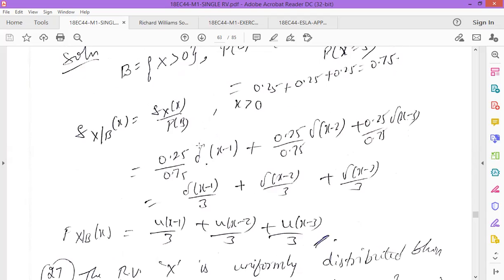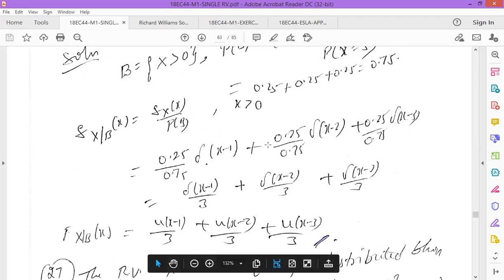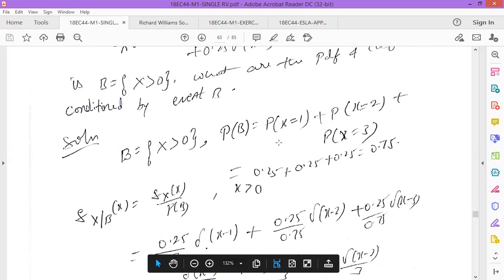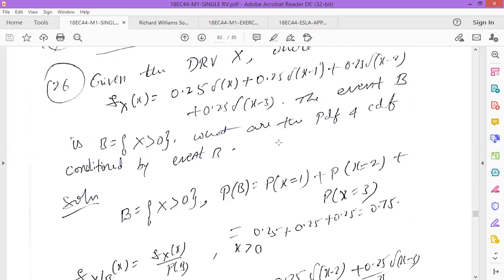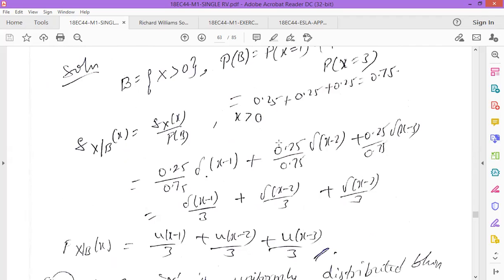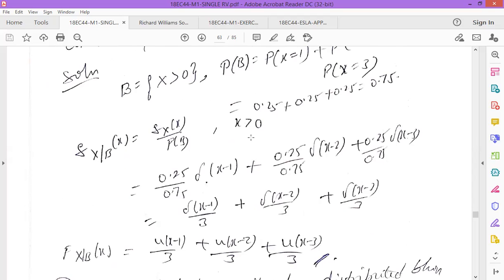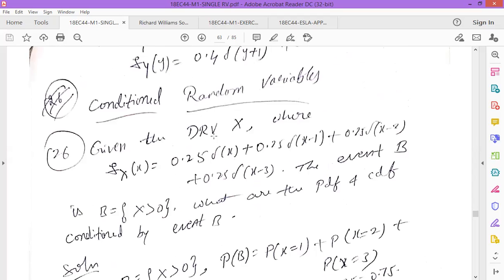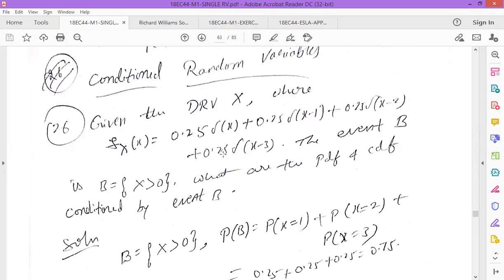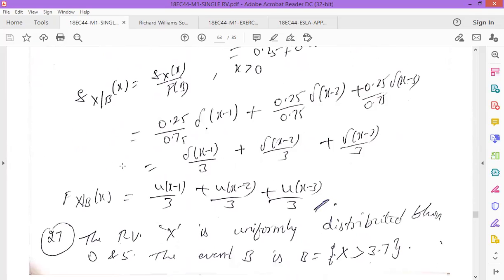For the first term, 0.25 delta of x minus 1 has to be divided by P of B, which is equal to 0.75. Plus, similarly, you will be writing for the next term. In the next term, we have 0.25 delta of x minus 2 divided by 0.75 and so on. Since we are giving only for x greater than 0, from the given PDF we will be excluding the part 0.25 delta of x. It shows x is equal to 0. So you will be eliminating this, and for the remaining terms you will be writing the equation for the conditioned PDF fx by b.